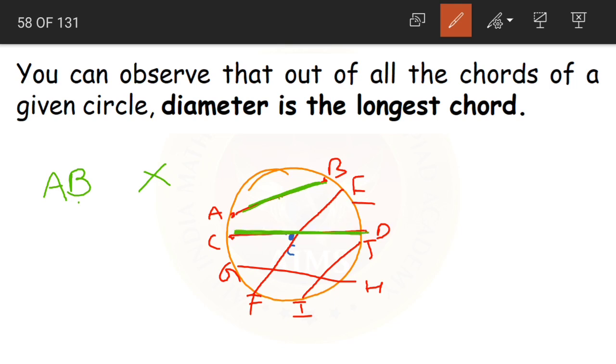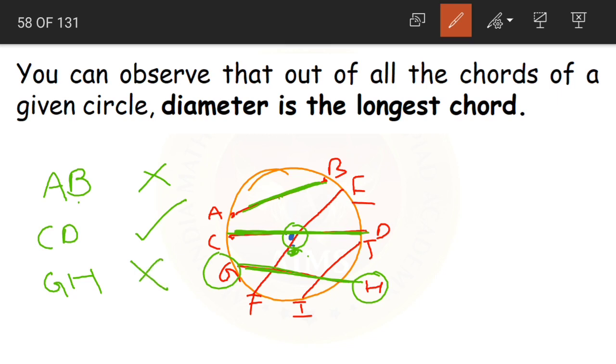Next, CD. CD is our another chord. It is joining 2 points C and D on the circle. Is it a diameter? Yes. Why? Because it is passing through our center. Next, GH. Again, GH is a chord. It is joining 2 points G and H on the circle. So, is it a diameter? No, because it is not passing through the center.